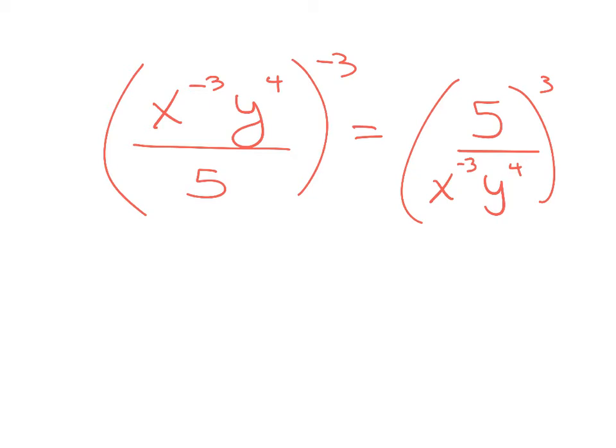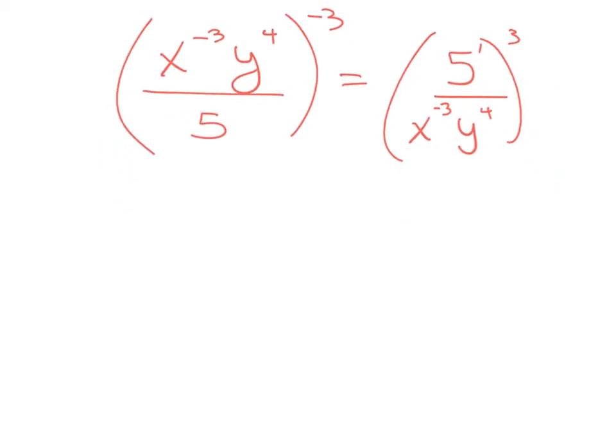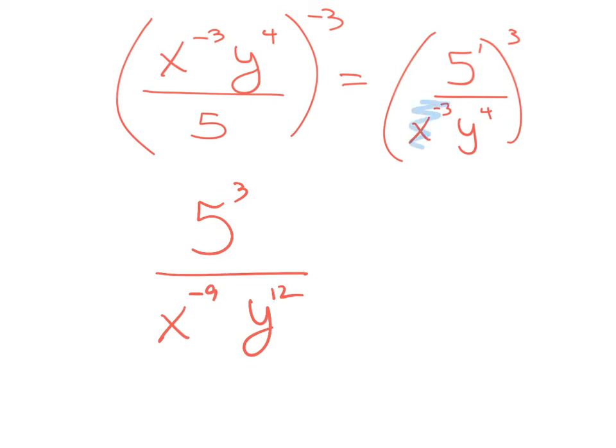Remember, when it's a power to a power, I'm going to multiply those exponents. I could assume this has a little 1 here. So this would become 5 to the 3rd, x to the negative 9, y to the 12th. Now, another way I could have tackled this problem is I could have moved my negative exponent here to the top. Oops. And then multiply it. Either way. But let's go ahead and take care of this.